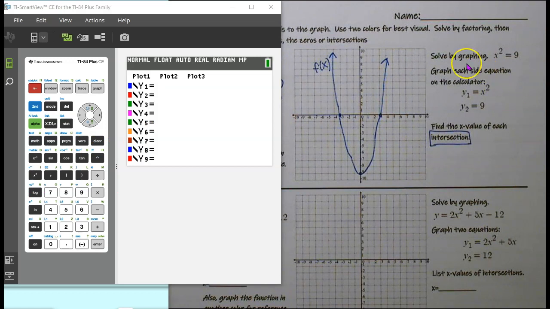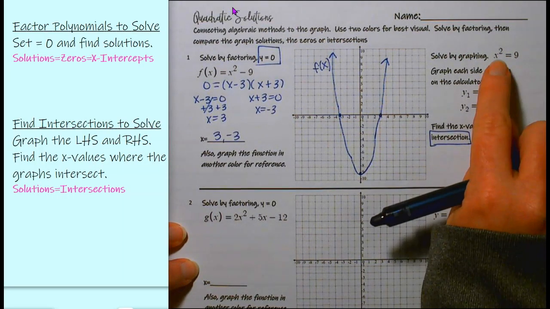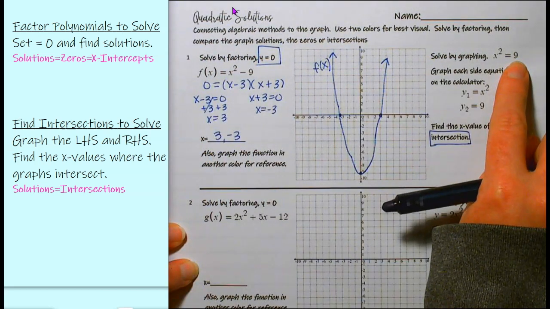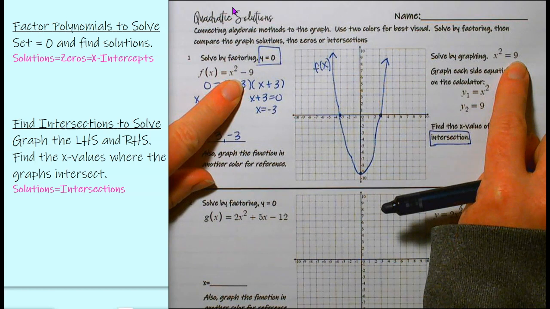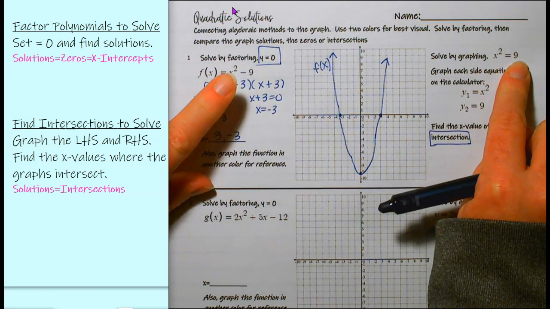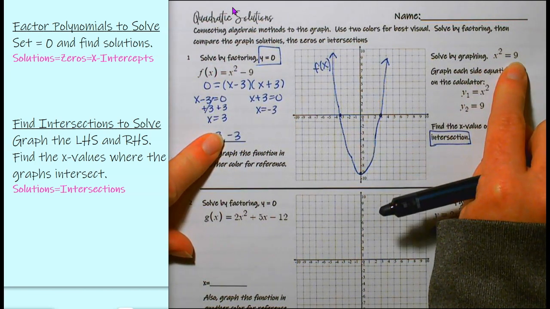Now I want to do this side. Solve by graphing x squared equals 9. Note that they are the same kind of equation. If I had moved this 9 to the other side, it would be positive just like this one. So these are very, very similar things, but this form is different. In order to factor it, we have to set it equal to 0. This one is not equal to 0.